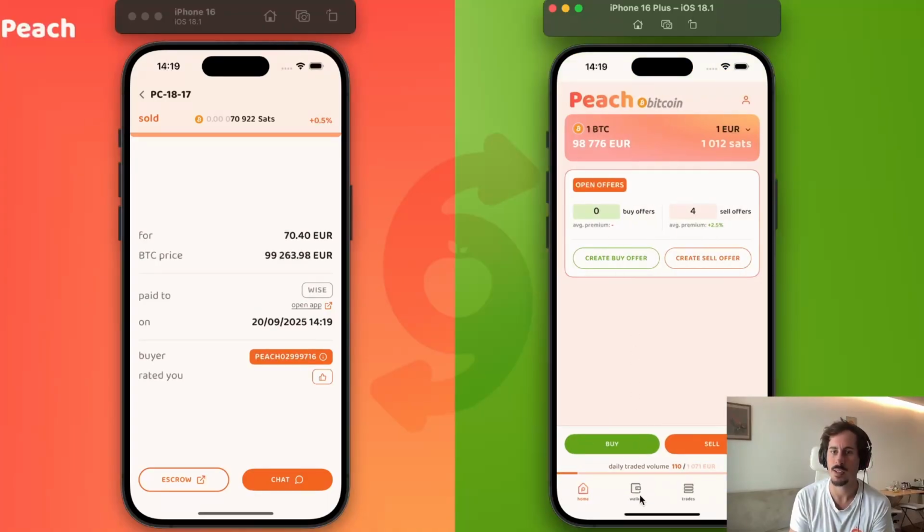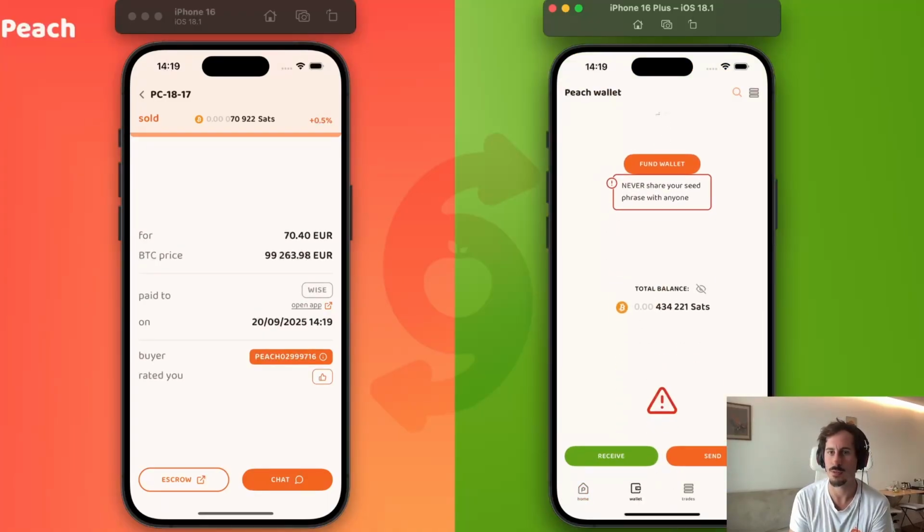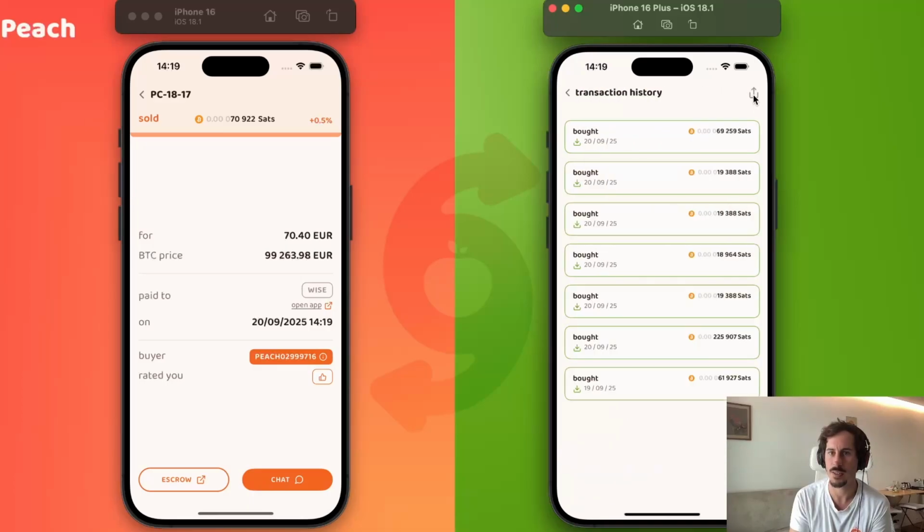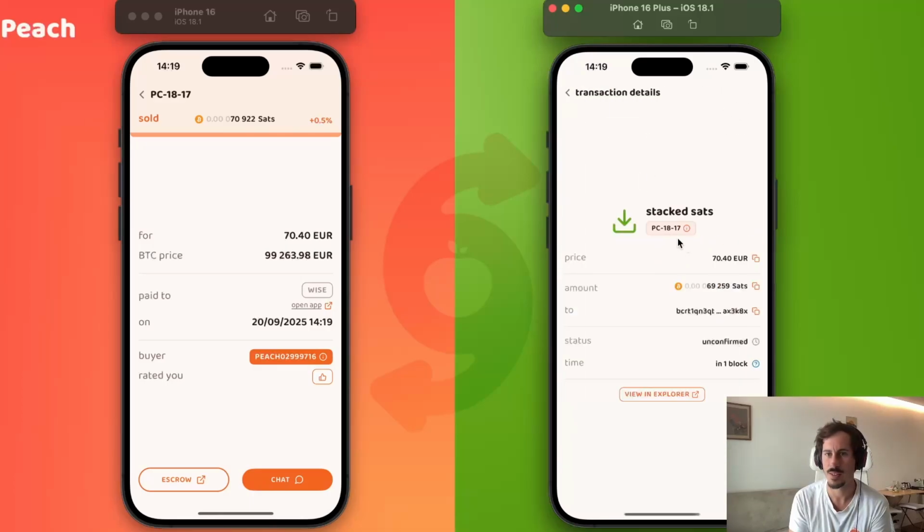And you can go to the Peach wallet, refresh it, open it, and here it is. Stacked sats, 69,259.